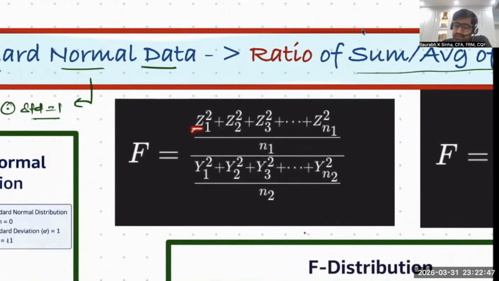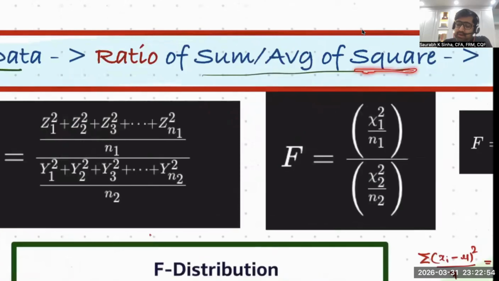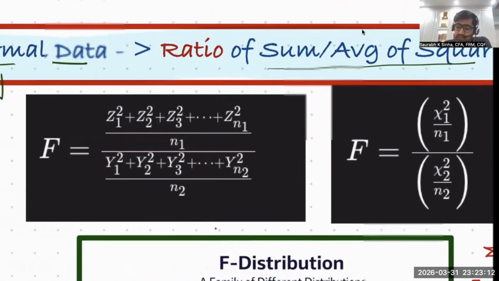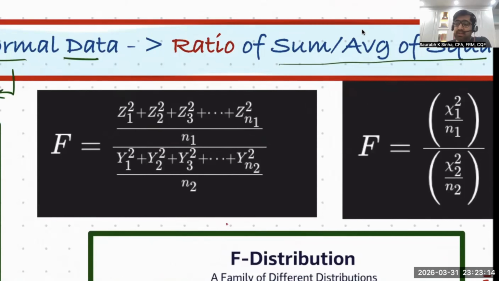So these values are what? Standard normal data. You took the square because you have to take the square. Then you have to take the average, so you are summing it up and taking the average. If this is n1 data points, you will divide by n1. You took the average. Then you take the ratio with what? With the average of the square of other standard normal data.